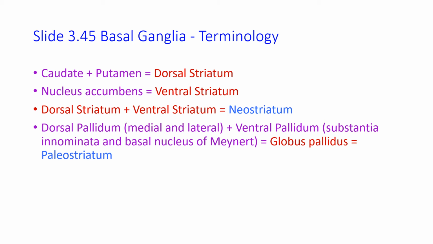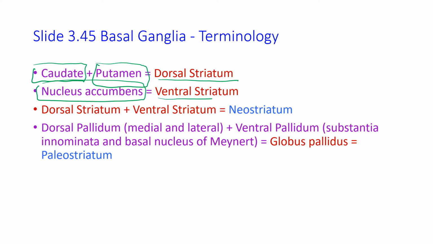So as we look at this, we are going to see that there are two structures that we'll talk about in just a moment. The first is called the caudate nucleus. The second is called the putamen. These two structures together, based on their location, are going to form the dorsal striatum. A third structure is called the nucleus accumbens. By its position, we can call this the ventral striatum.